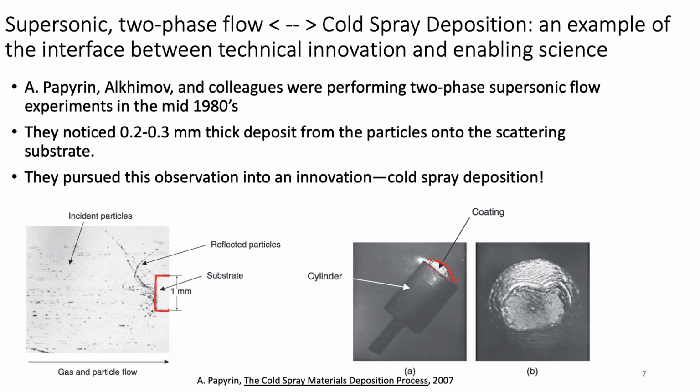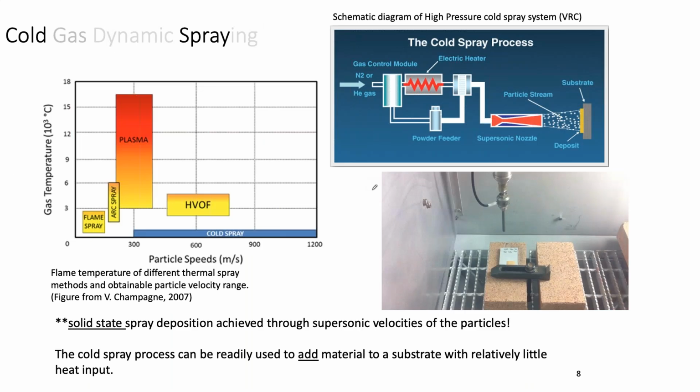Now, at first, I think there was some irritation about this, but then, like all good engineers and innovators, they realized, wait a minute, this isn't a flaw, it's a feature. So they basically invented the technique of cold spray deposition. So what is it? The long name is cold gas dynamic spraying. We tend to call it cold spray because the other is a bit of a mouthful.